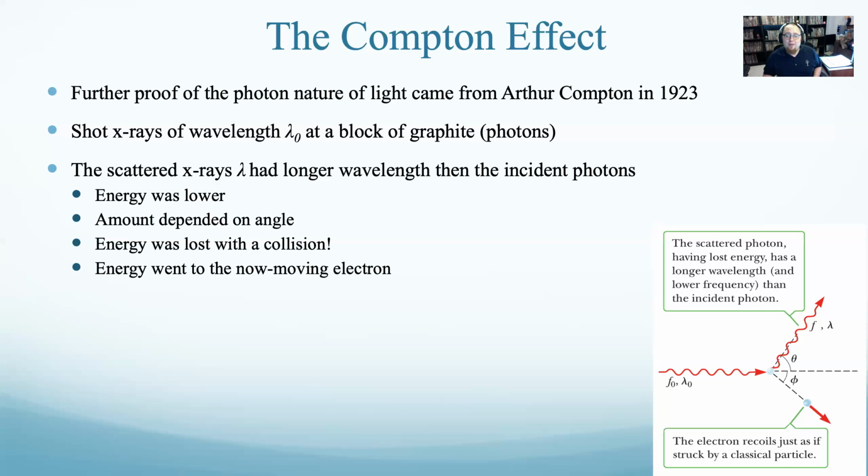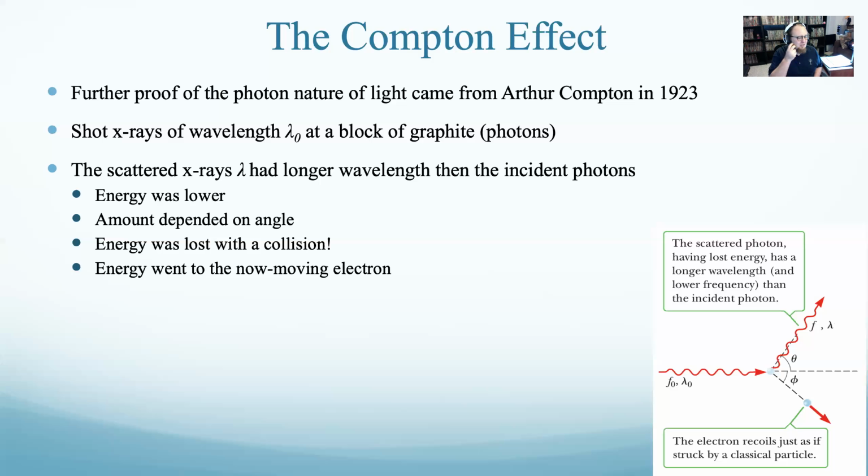Now, a longer wavelength means a shorter frequency. A shorter frequency means less energy. And what they found is that when photons bounced off something, their energy went down. And how much their energy went down depended on the angle that it bounced out at. And this meant energy was lost with the collision.